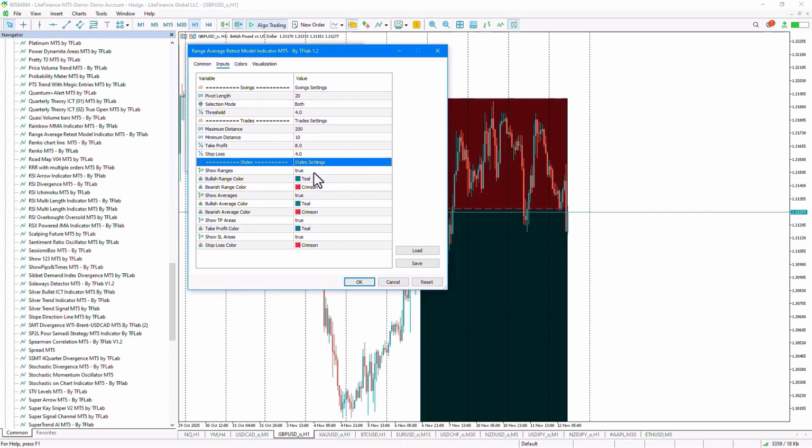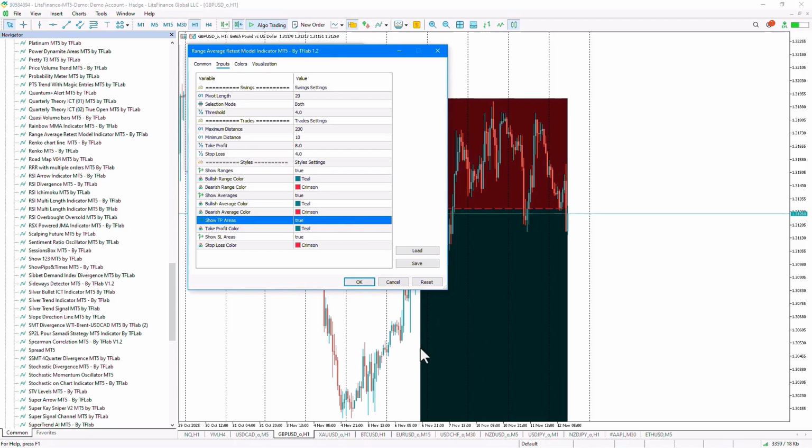In the next section, we can set the style settings here. In the first parameter, we can enable or disable the display of range zones. In the next parameter, we can change the color of bullish range zones and bearish range zones to any color we like. In the following parameter, we can enable or disable the display of the average range level, depending on whether we want it to be shown or not. We can also change the color of the bullish average level and the bearish average level to any color we prefer. In the next parameter, we can enable or disable the display of take profit zones and change their color. Finally, we can enable or disable the display of stop loss zones along with their colors.